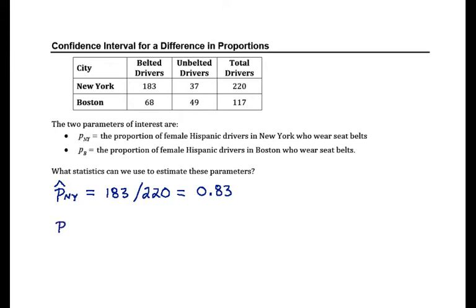And then P sub b hat is belted in Boston. Sounds kind of like the title of a reality show. Belted in Boston over total drivers in Boston, 117. And then we've got 0.58.